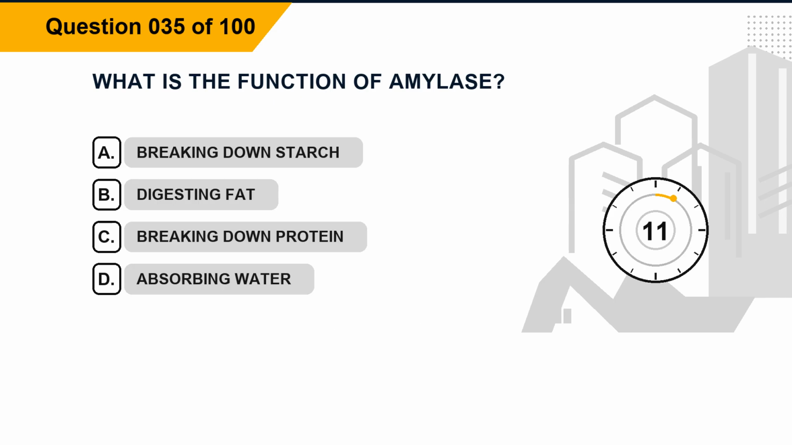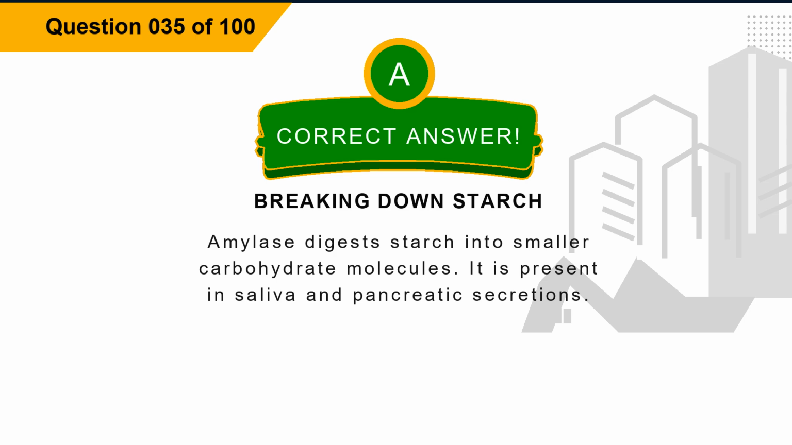Question 35. What is the function of amylase? Option A, breaking down starch. Option B, digesting fat. Option C, breaking down protein. Option D, absorbing water. The correct answer is option A, breaking down starch. Explanation. Amylase digests starch into smaller carbohydrate molecules. It is present in saliva and pancreatic secretions.